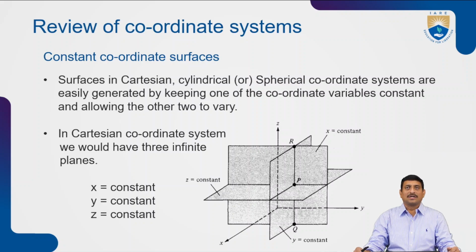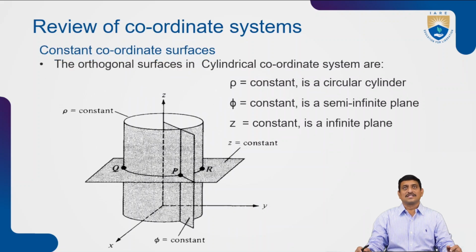In rectangular coordinate systems, the three perpendicular constant coordinate surfaces are infinite planes. So a point in the rectangular coordinate system is the intersection of three perpendicular infinite planes, which are x equal to constant, y equal to constant, and z equal to constant. We'll go ahead with the cylindrical coordinate system.